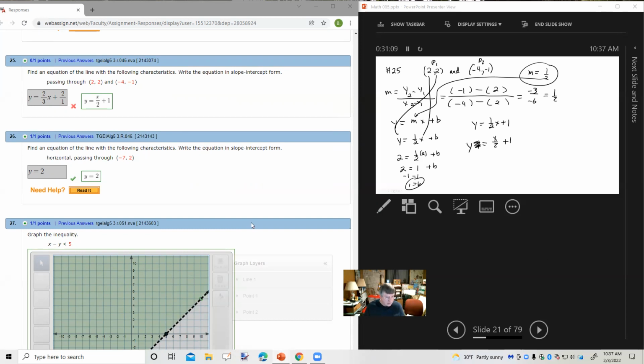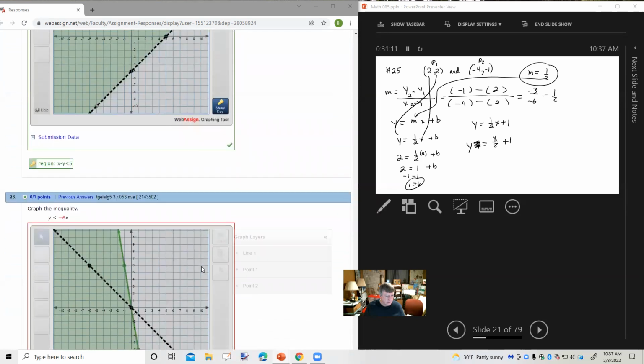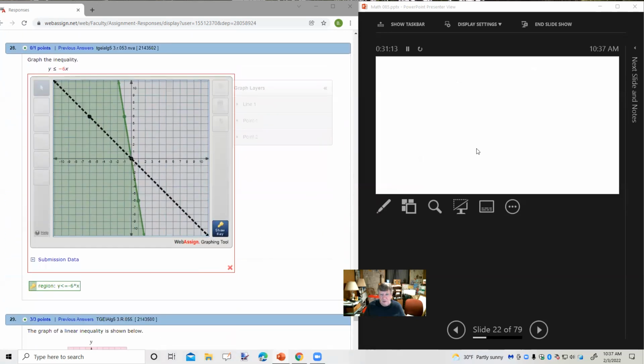All right, number 28 coming up next. It says graph the inequality. We have y less than or equal to negative 6x. So considering the equation y equals negative 6x, I would find the x and y intercepts. You don't have to, but those are points I like to find.